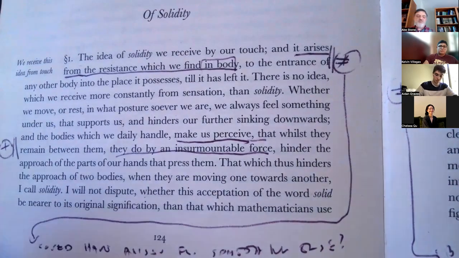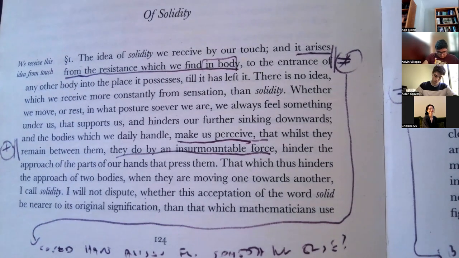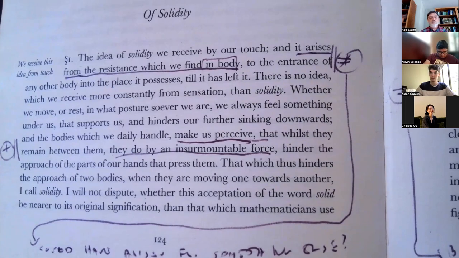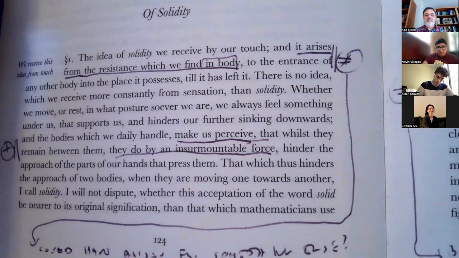Right? So that's saying just what I just said. There's this simple idea. We can't define the idea. You have to feel it. But somehow we know something extra about this idea, namely that it arises from the insurmountable force that we find in body to the entrance of any other body, etc.